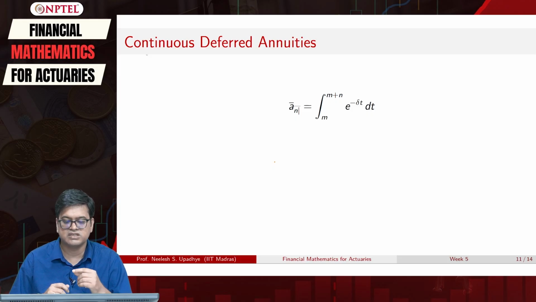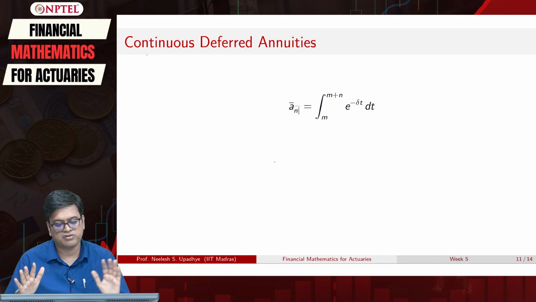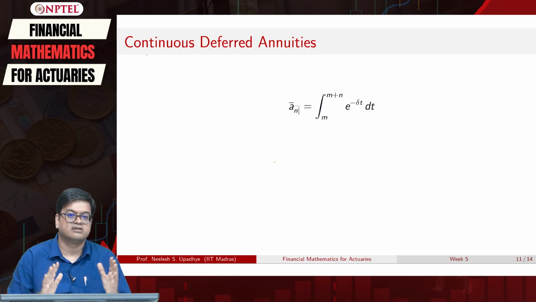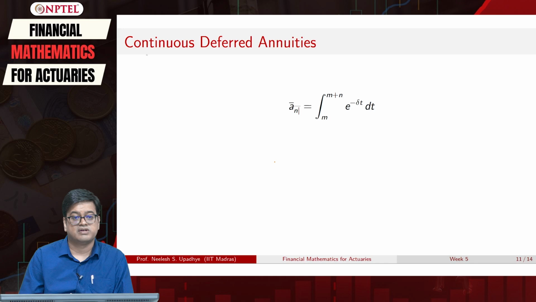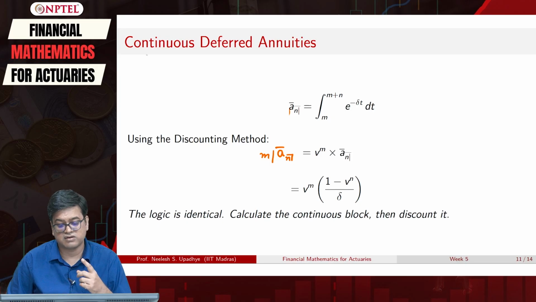discounting logic which is e raised to minus delta t dt from what period to what period. Till m you have not calculated anything, right. So, from m to m plus n, that is all, nothing else changes. However, now you want to discount this backwards, right. So, this is the discounting method, and therefore, the final answer is v raised to m times (1 minus v raised to n) by delta. The logic is identical, you are calculating in continuous blocks and then discounting it.